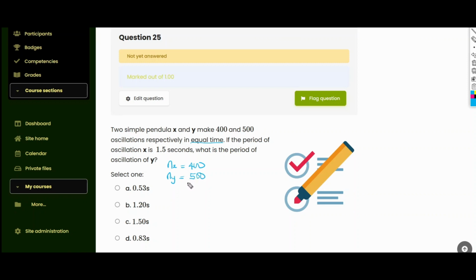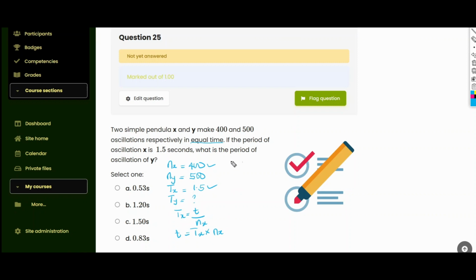At equal time, the period of oscillation for X is 1.5. And what is TY? From here we can see that our X has complete information, so we can use this to find the time. It's the same time for X and for Y. So we know that the period of X is equal to the time over the number of oscillations for X. So the time will be equal to TX times NX.